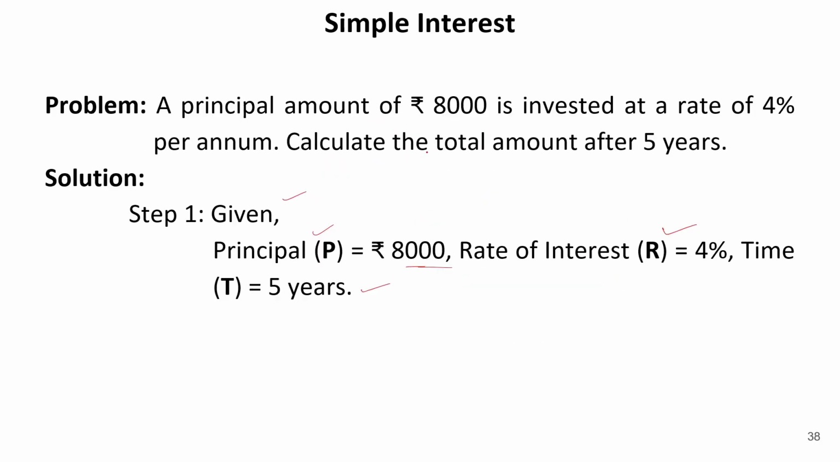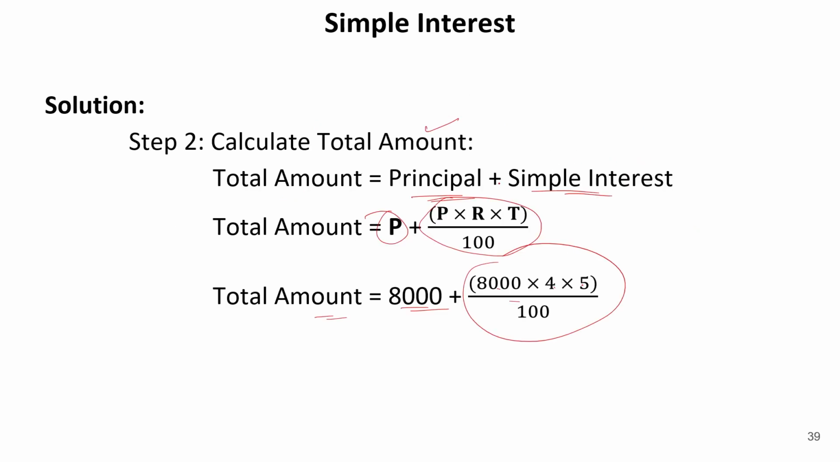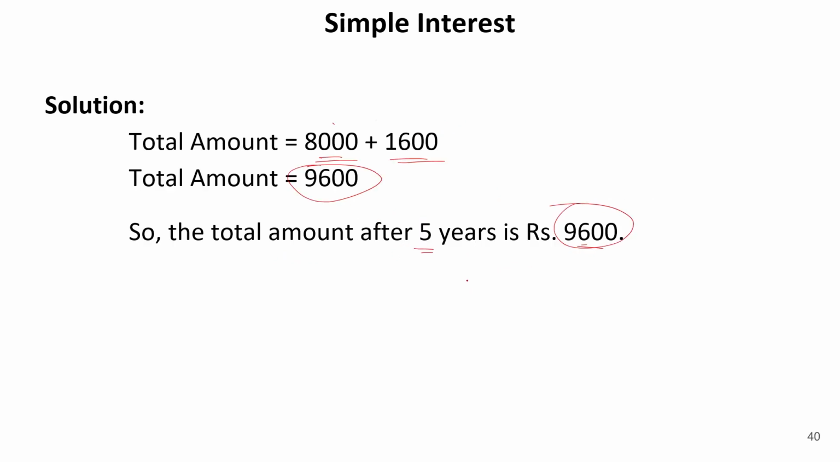So given a financial situation like this, where the principal amount is 8,000 and rate of interest is 4%, calculate the total amount after 5 years. So you use this formula, that is, total amount is equal to P plus PRT by 100, because principal amount plus simple interest. So we have calculated those and put them in the formula, and what we are left with is 9,600. So the answer is, the total amount after 5 years is 9,600.